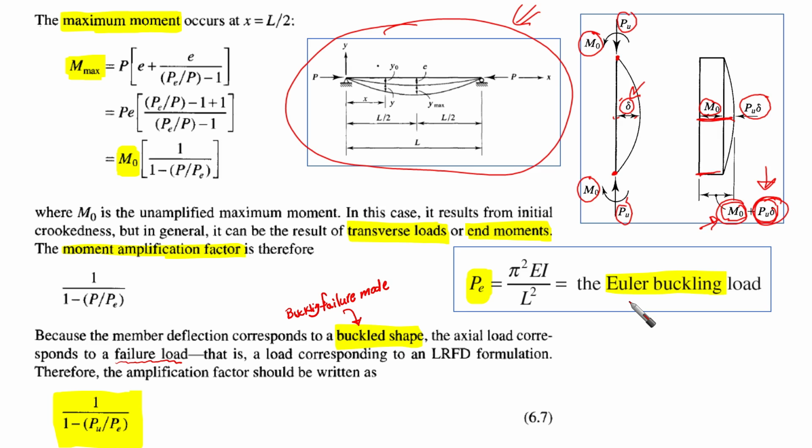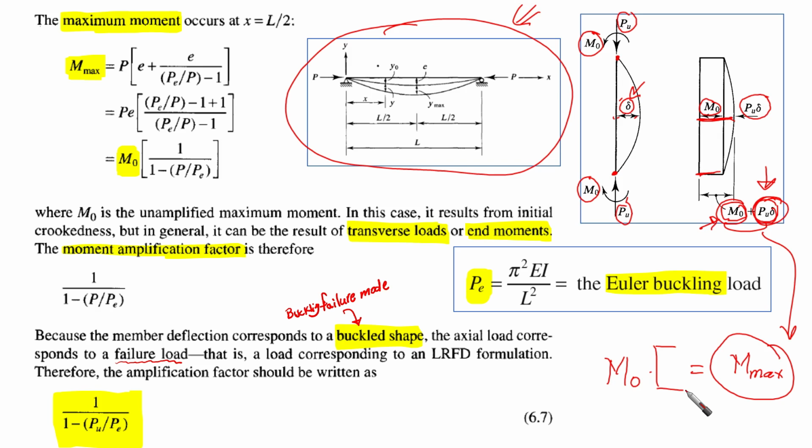Some amount of moment. So instead of that, we are going to make it like this. So this both, we call it M maximum, right? We claim that this M maximum is going to equal M node times something, a factor. We're going to put here the amplification factor. This amplification factor is what we are going to try to derive here.